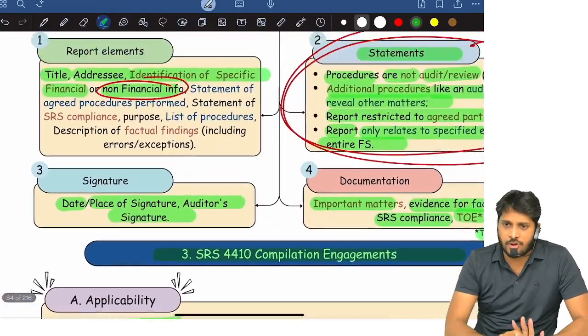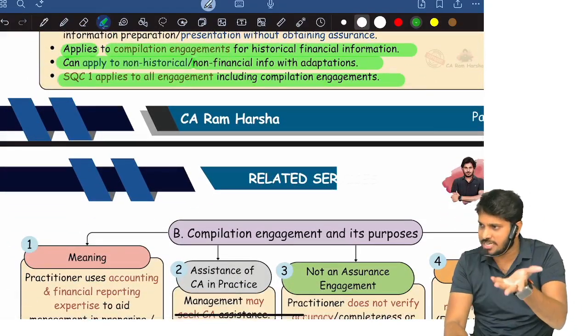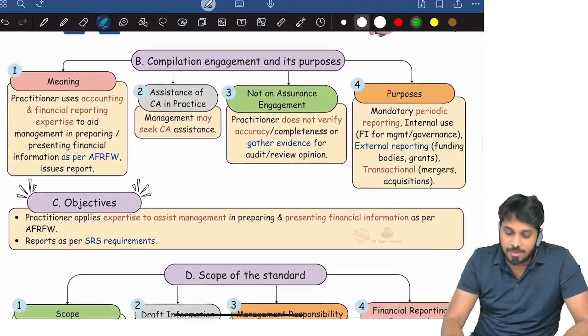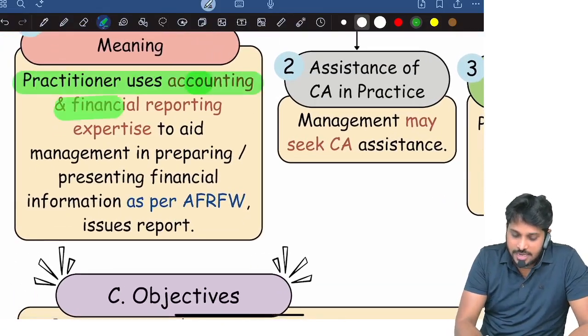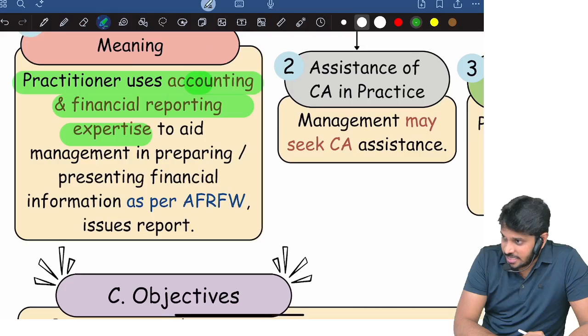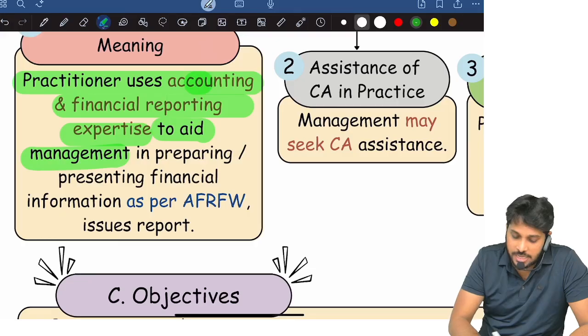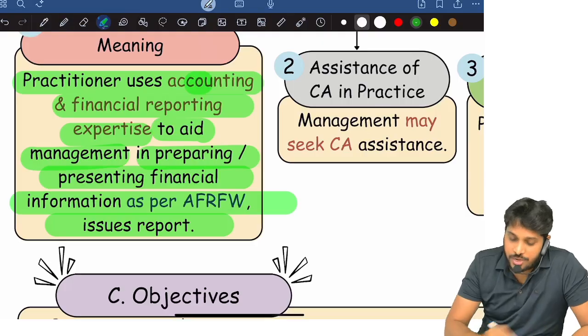SQC is applicable for all types of engagements, whether you are performing an assurance engagement or a non-assurance engagement, related service, agreed-upon procedures, compilation. SQC is common everywhere. Now, compilation engagement, what is its purpose? Here, the practitioner uses expertise in accounting and financial reporting to help management in preparing and presenting financial statements as per the applicable financial reporting framework.